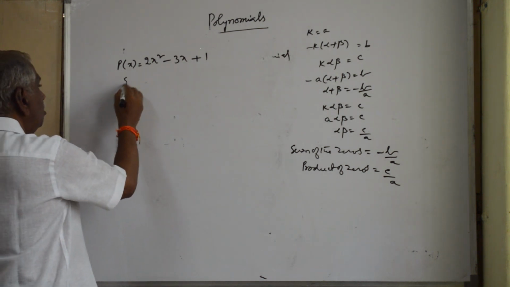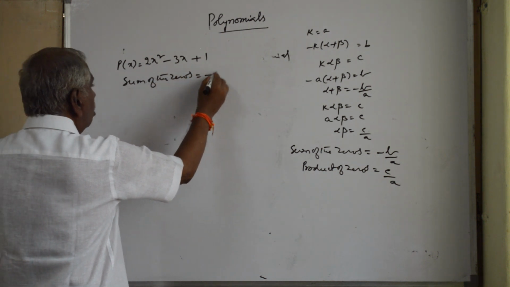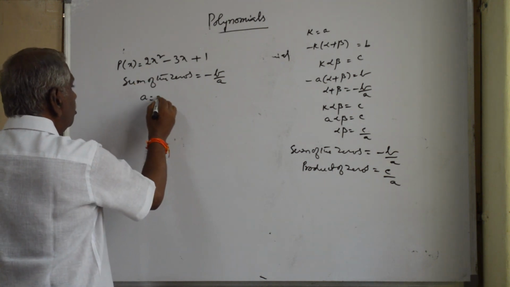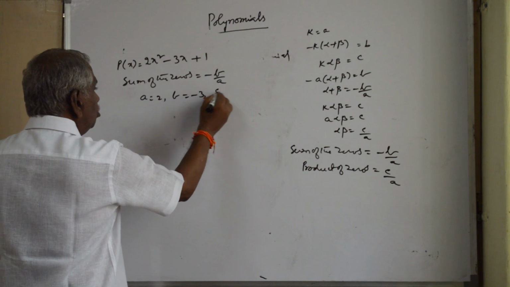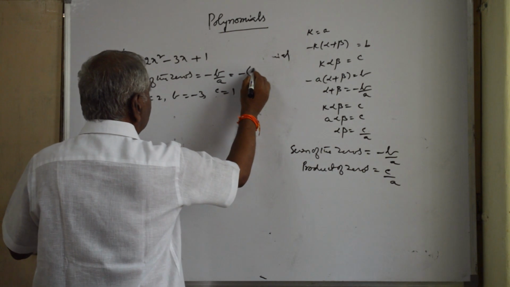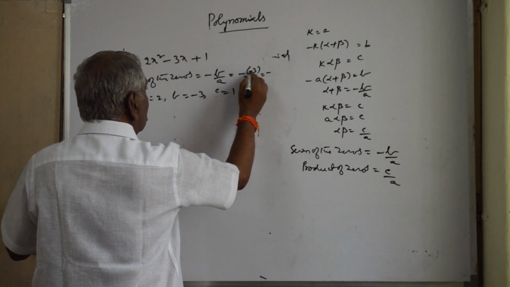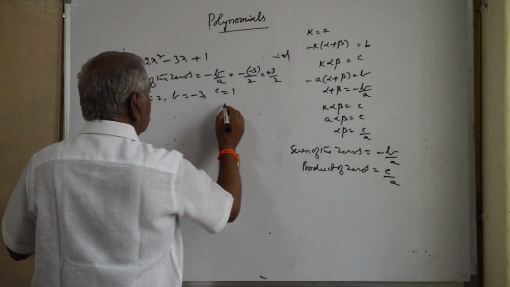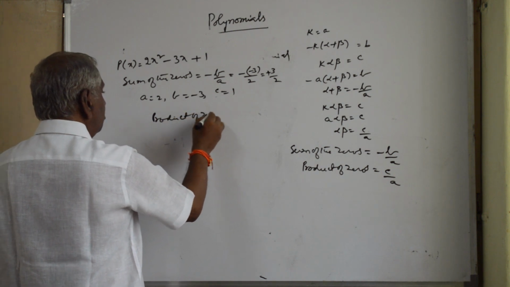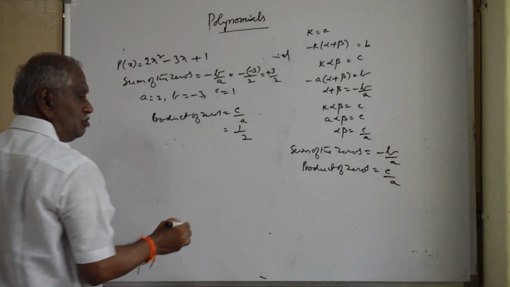Now the sum of the zeros is of the form minus b by a. Here a is equal to 2, b is equal to minus 3, and c is equal to 1. Sum of the zeros is equal to minus of 3 by a, which is 2. It is minus of minus 3, which is plus 3 by 2. And next, the product of zeros is equal to c by a. What is c? 1 by 2. Here this is 1.